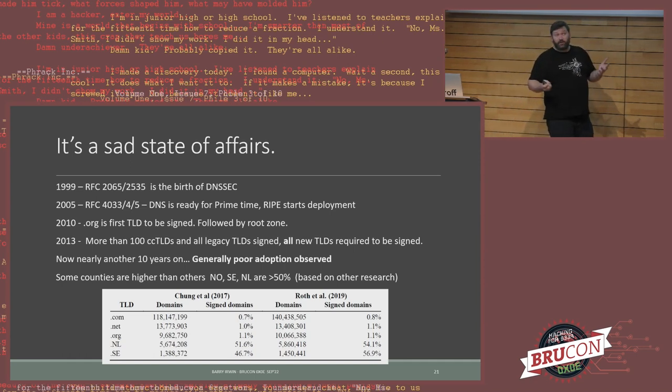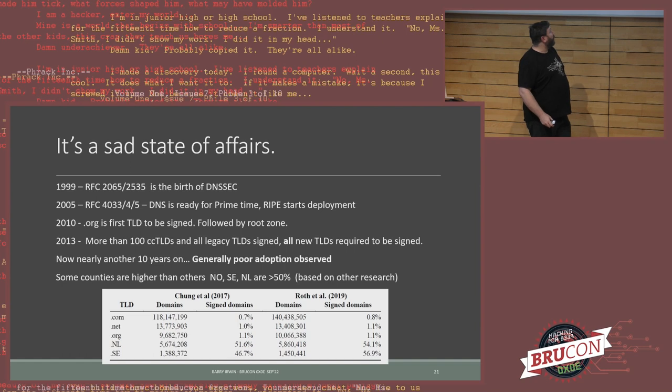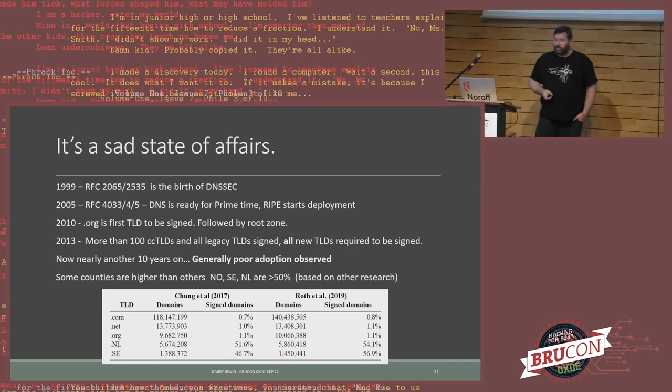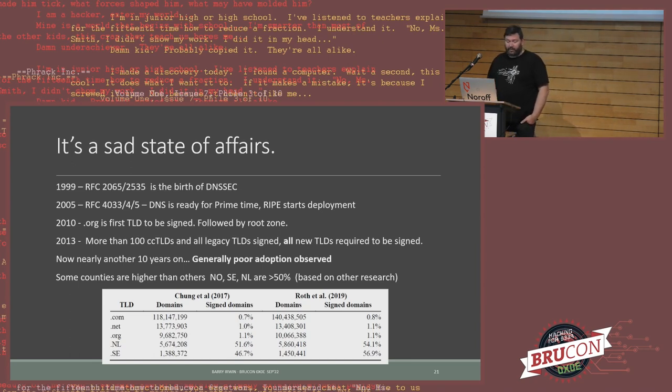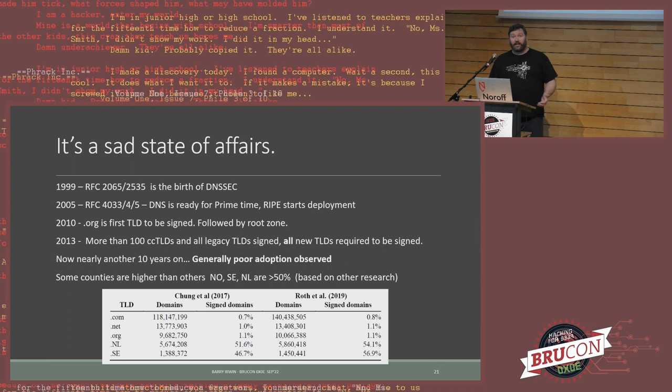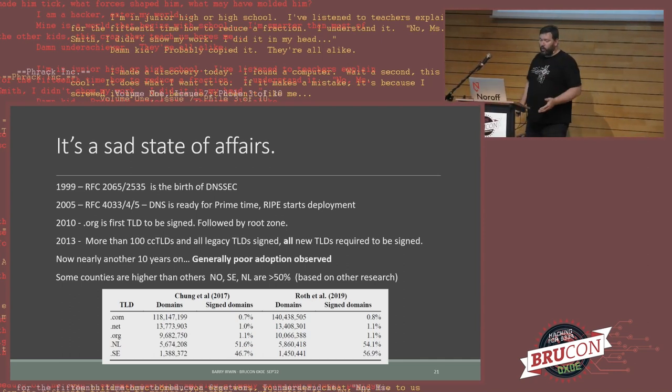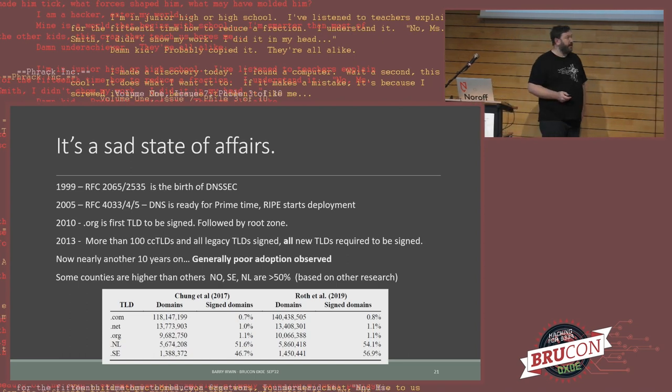Fortunately, I'm not the only one that's thought about this. There's quite a bit of work. Chung and Roth in 2017, 2019 did some work looking at com, net, org, the .nl domain, the .se domain. Well done to the Netherlands and Sweden. Congratulations, you are actually among the top things. I've got a paper coming out later in the year where we detail Norway, and Norway is sitting at about 65% as well now. But these are very much the exception.